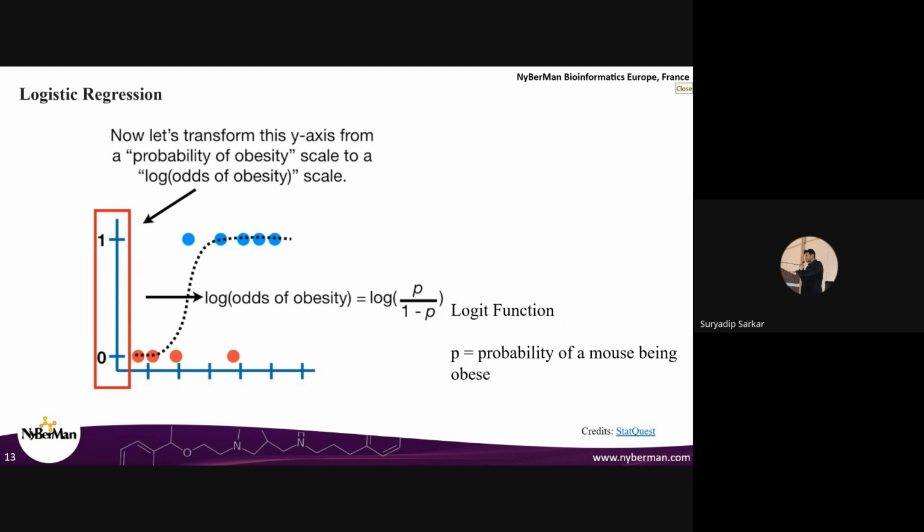So how do we exactly transform this y-axis to the log of odds of obesity scale? In order to do that, we use this formula, log of p divided by 1 minus p. This is known as the logit function, and the p here is nothing but the probability of the mouse being obese, or rather the probability of your data point belonging to class 1. We have assigned class 1 as obese. So p here is the probability of the mouse being obese. This is exactly how we convert it.